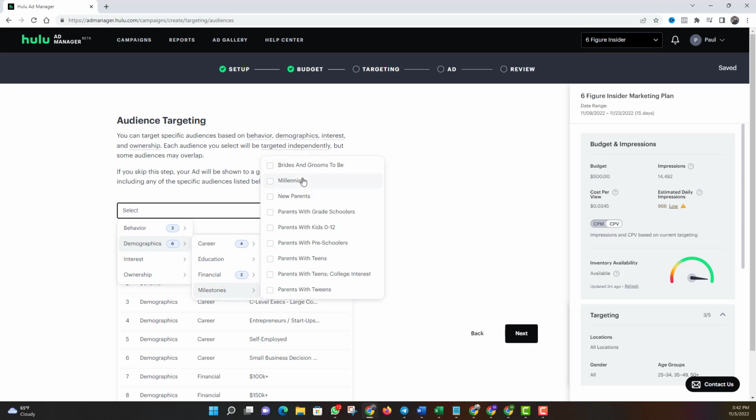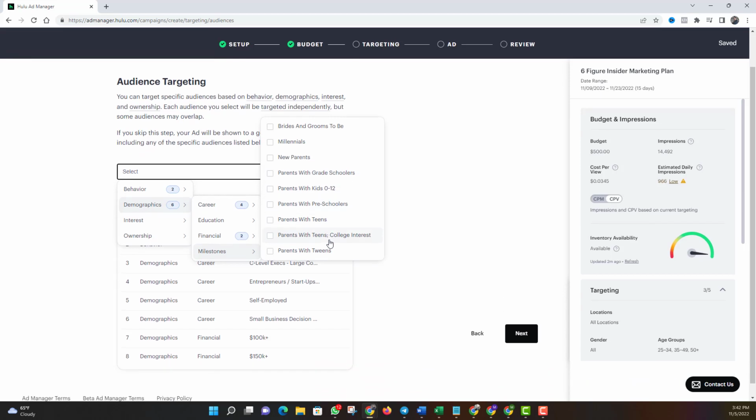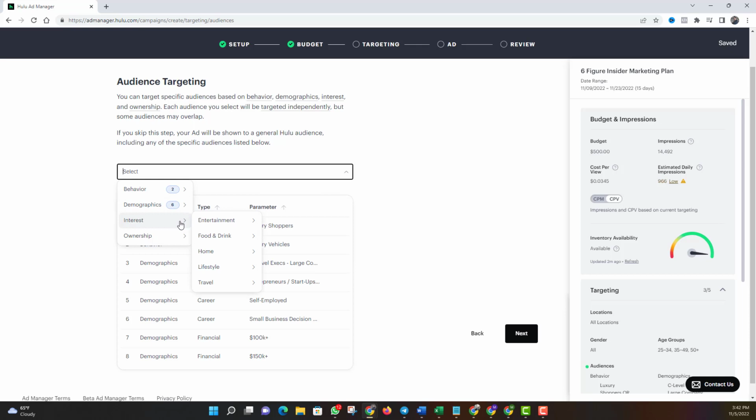Let's see what other demographics. Milestones. All right, here we go. Brides and grooms to be, new parents, parents with grade schoolers, parents with kids 0 to 12. Imagine the targeting you can do there. Parents with teens with college interests. So lots of matches there that you can dig into.